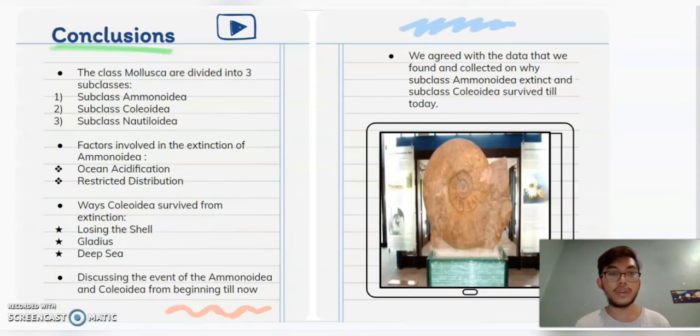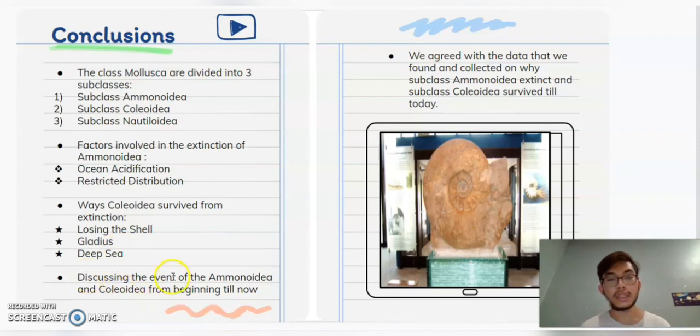So the conclusion of our presentation is that the class Mollusca is divided into three classes: Ammonoidea, Coleoidea, and Nautiloidea. The factors involved in the extinction of Ammonoidea are ocean acidification, and second, restricted distribution. One of the ways Coleoidea survived extinction is through losing the shell, the forming of the gladius, and the shifting of location from the middle of the ocean to the deep sea.